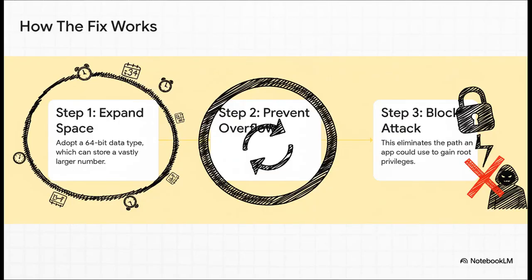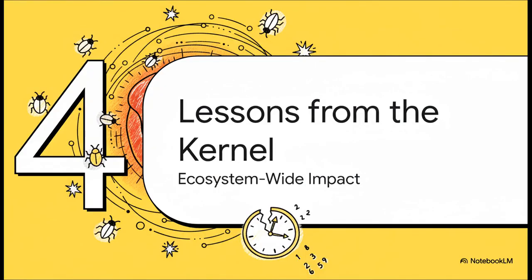So why does this one simple change fix everything? Well, it's pretty simple, really. First, the 64-bit integer can hold a date that's billions of years in the future, so there's no way to make it overflow. Second, since you can't cause an overflow, you can't make it wrap around to a past date. And third, if you can't trick the time check, the whole attack path is just gone. Problem solved. All right, so a simple bug with a surprisingly simple fix. But the story doesn't end there. The implications of this are huge, and it's a massive learning opportunity for all of us.